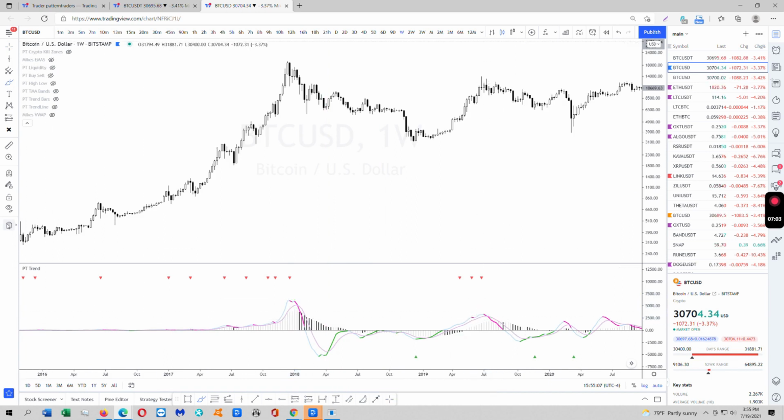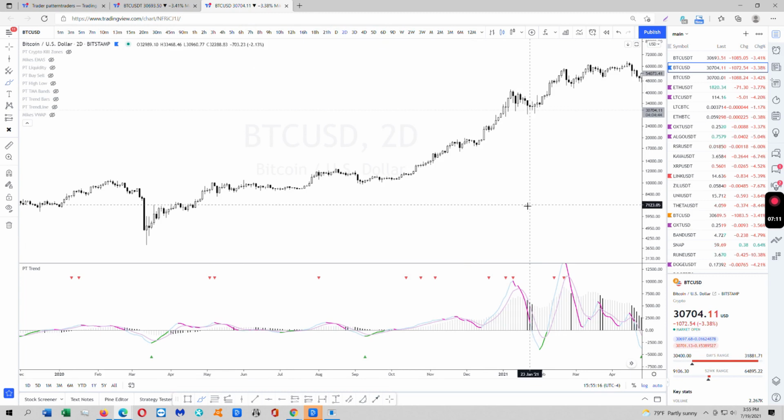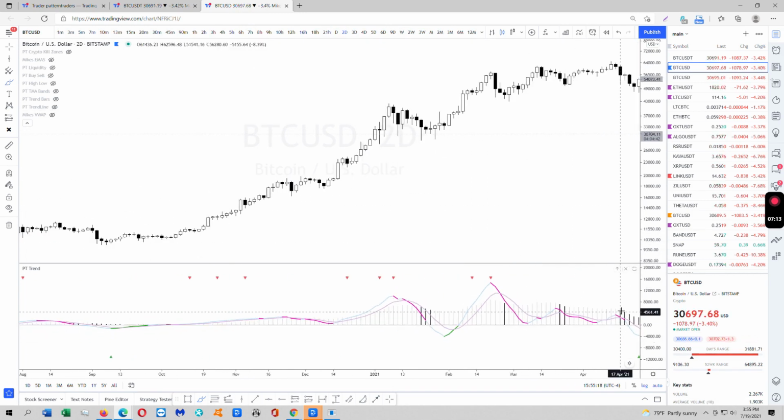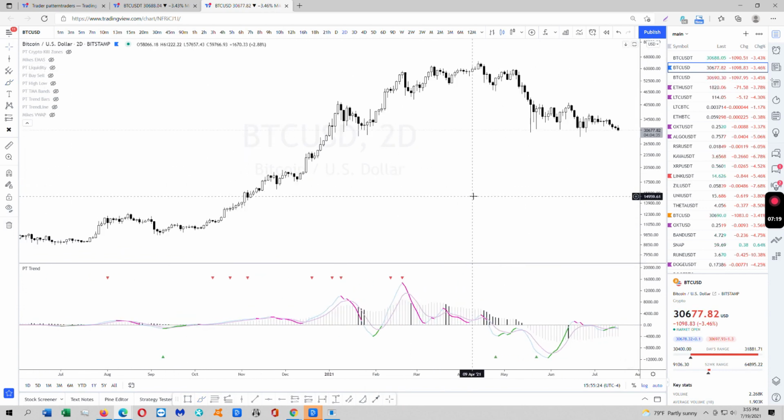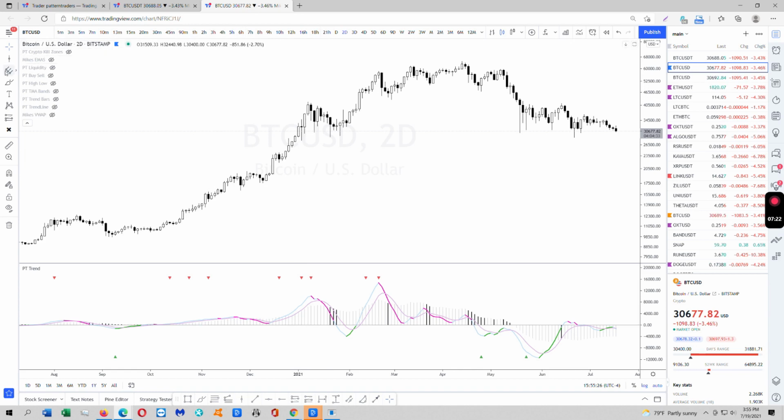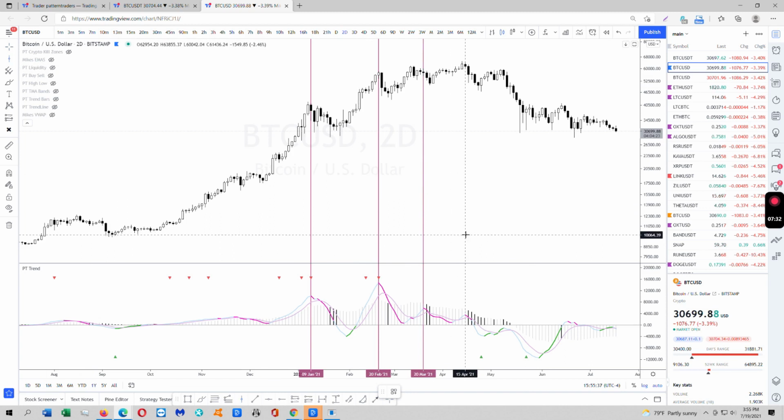So higher time frames to look at are the 2 day and 3 day. Not that they work better. You could front run the weekly. Sorry, I lost my train of thought there. You could front run the weekly with the 2 day and the 3 day. Right? See, you can front run it very nicely. So my go-to is the 2 day and 3 day.